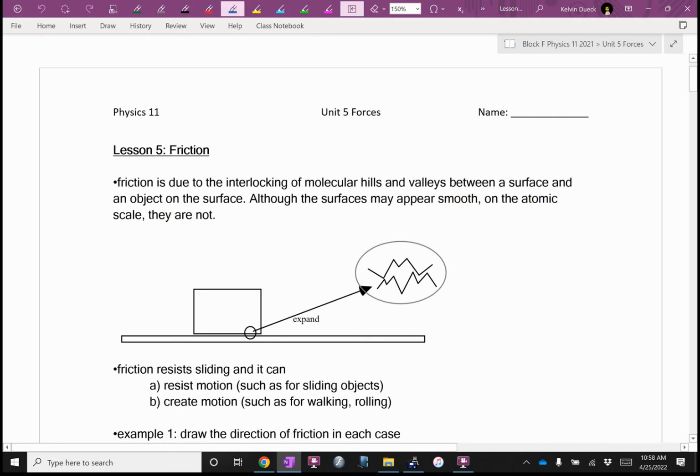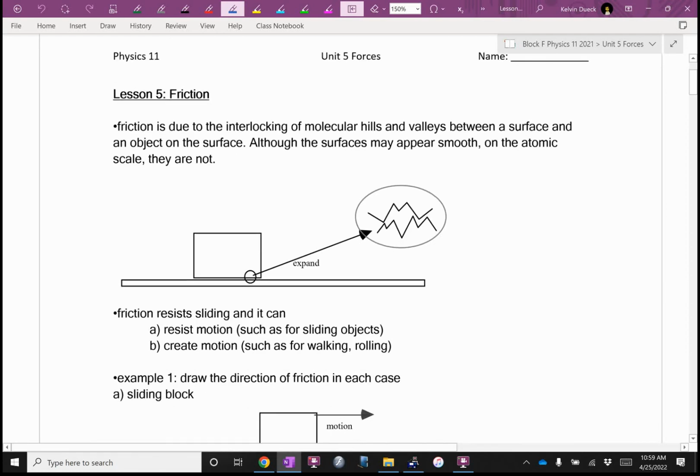So even though your lab tables might appear smooth, on the atomic scale, when you zoom in, they are not. And so we think what your hand was feeling was on your hand there are microscopic hills and valleys, and on your table the same thing, and they were just rubbing past each other, kind of like rubbing 2 pieces of sandpaper along each other.